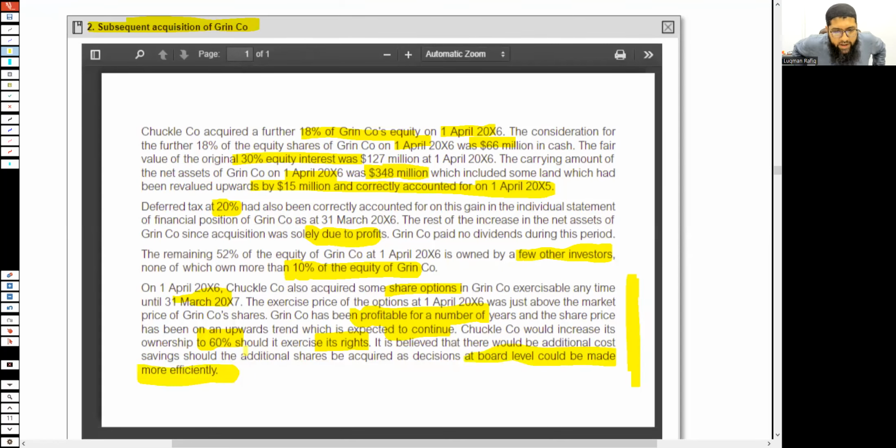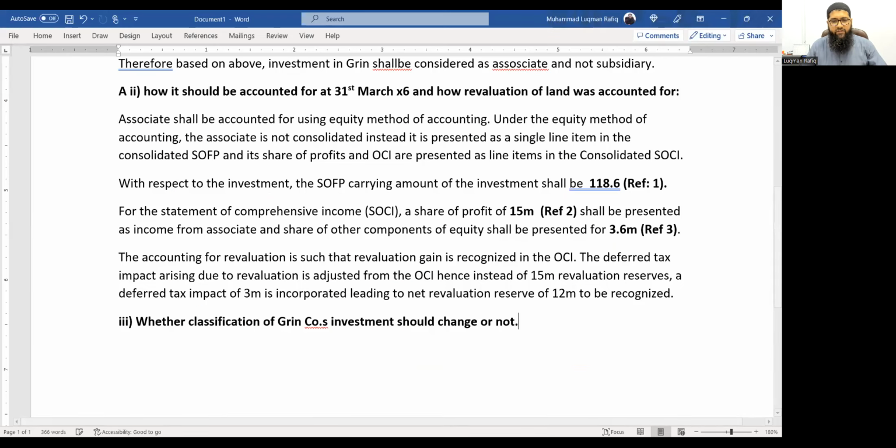Now, this is one area of consolidated financial statement accounting where there is something called potential voting rights.